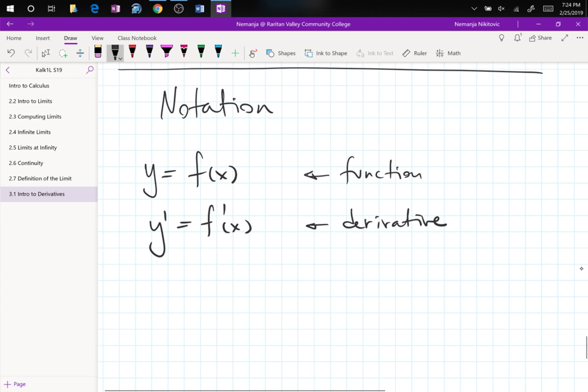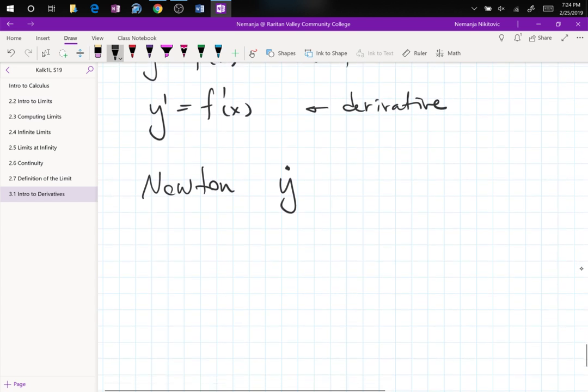So, Newton's notation was y with a dot, like that. And then the second derivative, because you can have higher derivatives, with 2 dots and 3 dots and so on. So that was that.